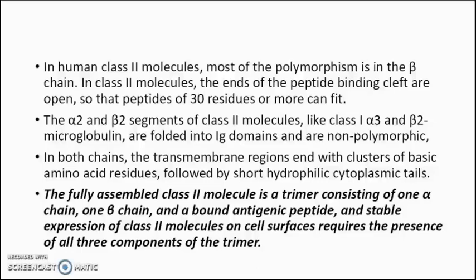The fully assembled class 2 molecule is a trimer consisting of 1 alpha chain, 1 beta chain, and a bound antigenic peptide, and stable expression of class 2 molecules on the cell surface requires the presence of all 3 components of the trimer.